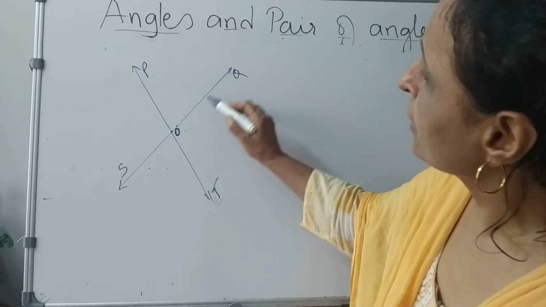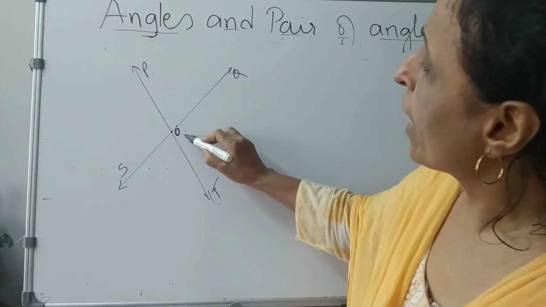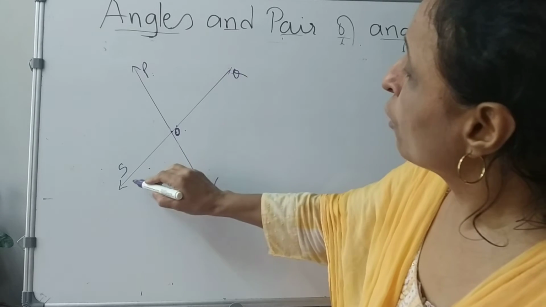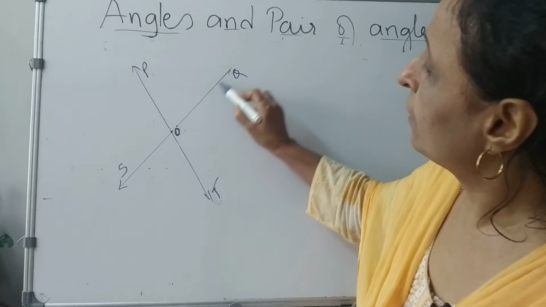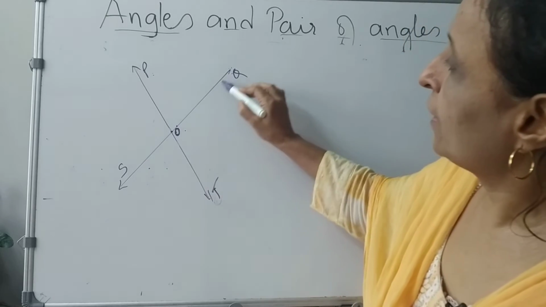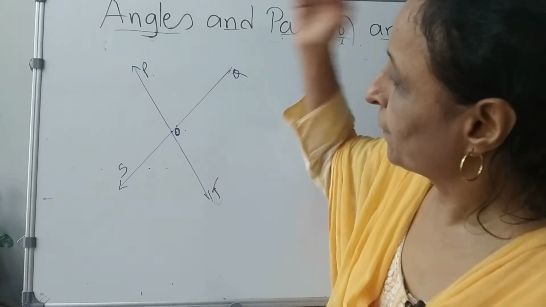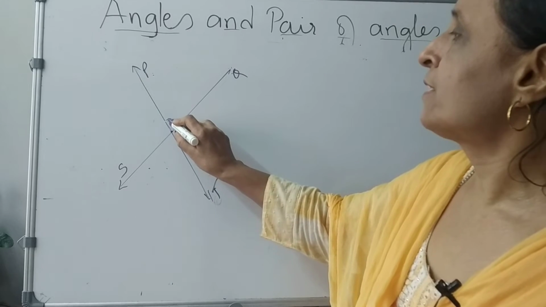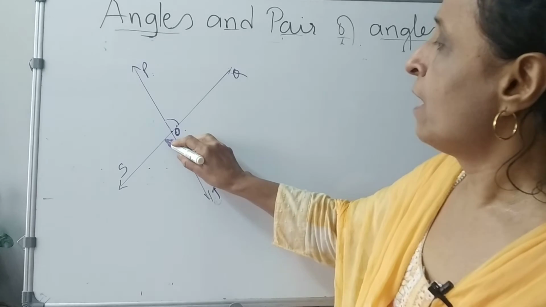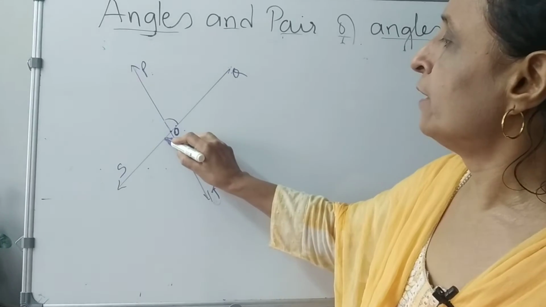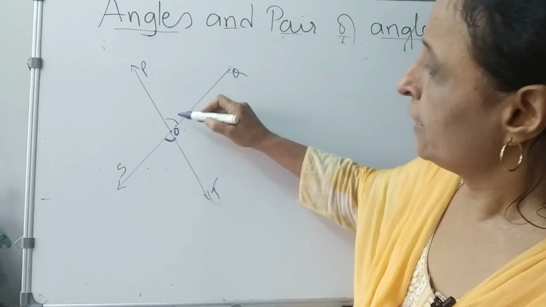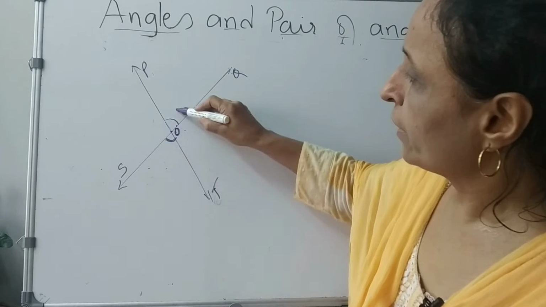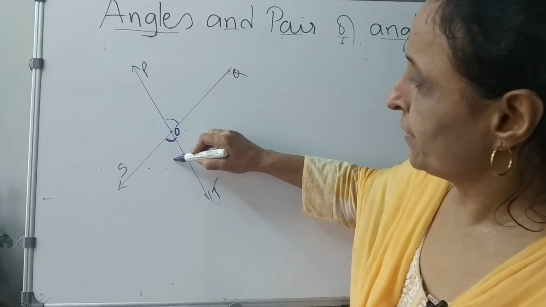Now these two rays are opposite. OQ and OS are opposite rays. You can see these opposite rays have become a line. So this is one line and this is one line. Now you should know that these angles are known as vertically opposite angles. This is one, this is another. They are vertically opposite angles.